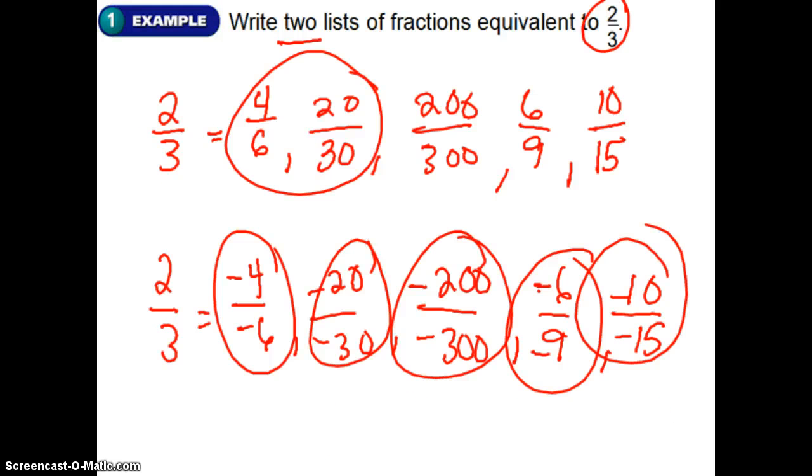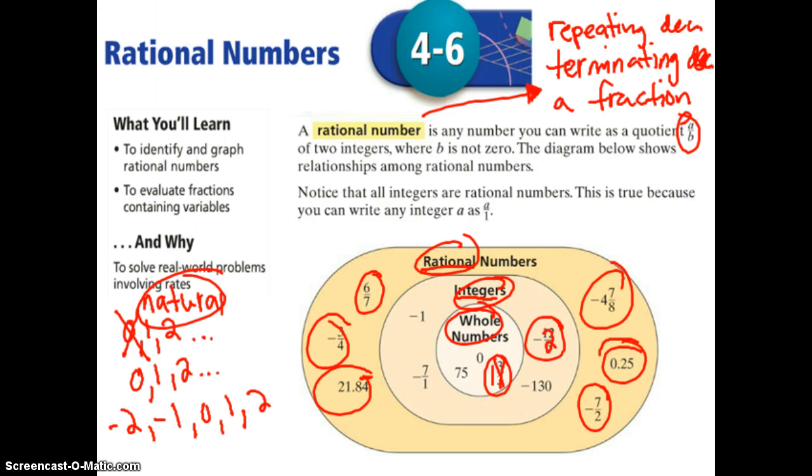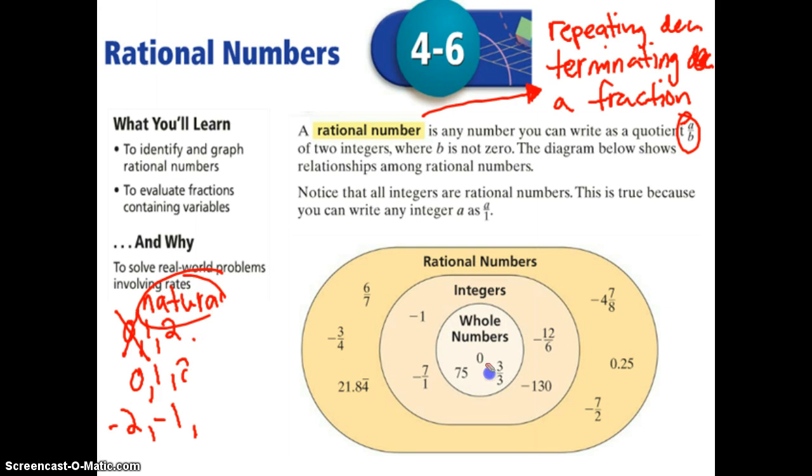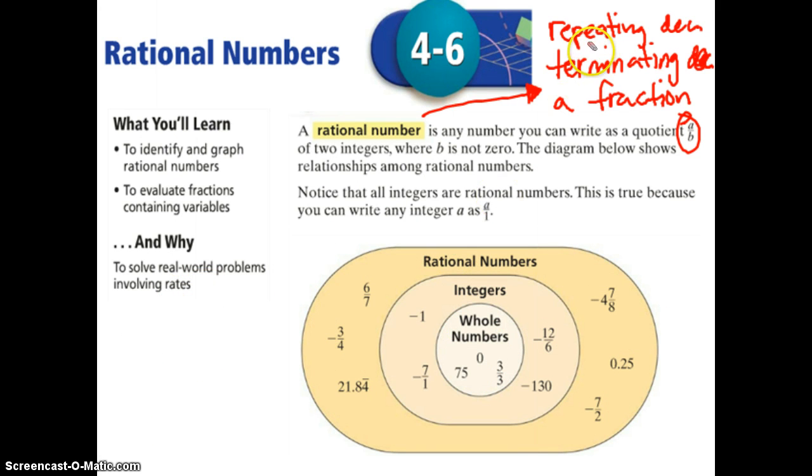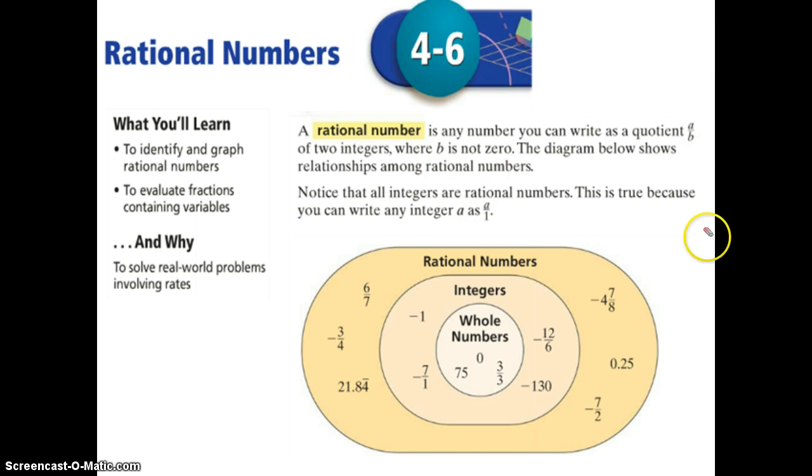Now, the main key components about this was knowing that a rational number can be written as a fraction, or it can be a repeating decimal, or it can be a terminating decimal. So next lesson we're going to go over irrational numbers, which are the opposite of rational numbers, and we'll be able to decide which one's rational and which one is irrational.